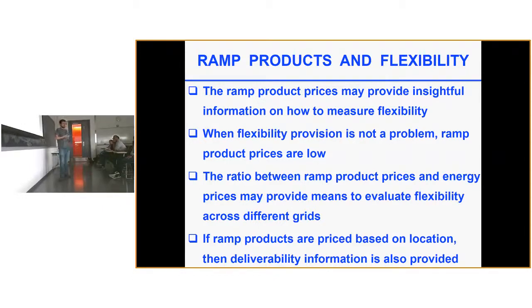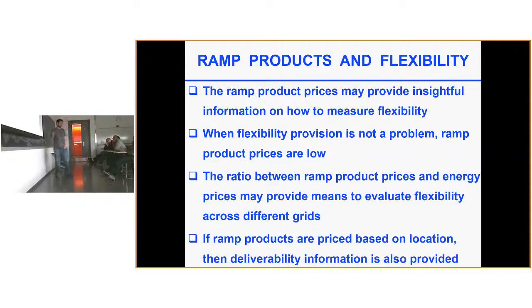However, if you have steep ramps, the price for the ramps is going to be high. And the ratio between the prices of ramps and the price of energy actually says something that you can use to compare different systems that can be very different in nature, very different in size, but they have a certain price for energy and a certain price for ramps. And if you look at the ratio between these prices, you might be able to say how flexible a system is or isn't.